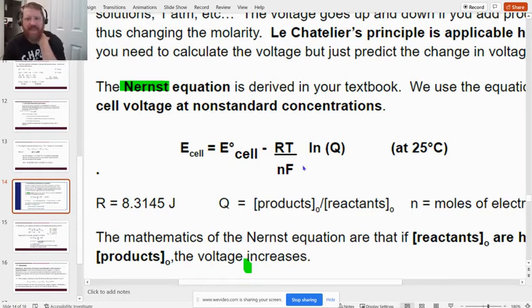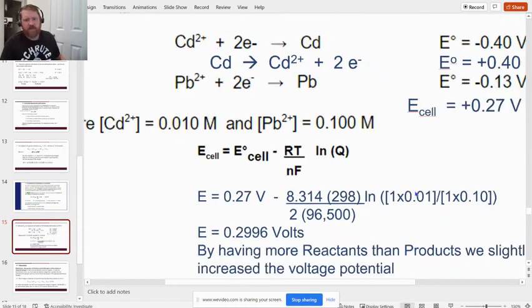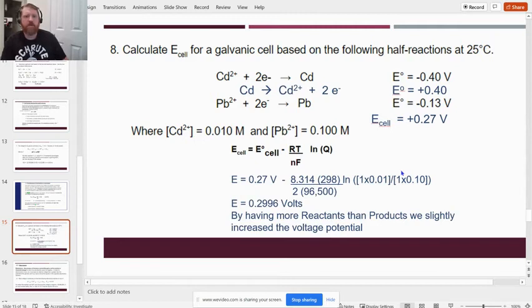and 1. But as the reaction runs, we're going to have a buildup of products and a decrease of reactants, and this voltage is going to slowly drop. Very, very slowly drop, like decimal places. I went ahead and did a problem here on the next page. Calculate the E for this galvanic cell based off the half reactions.